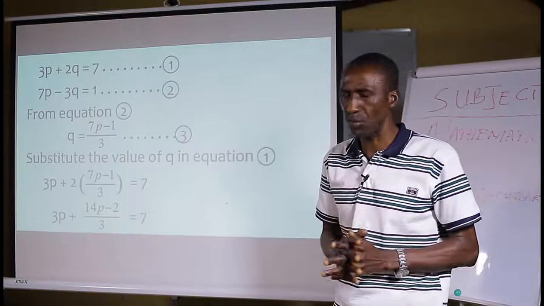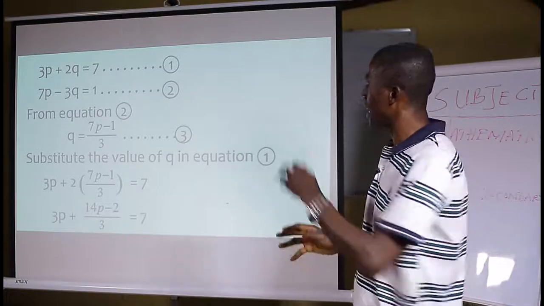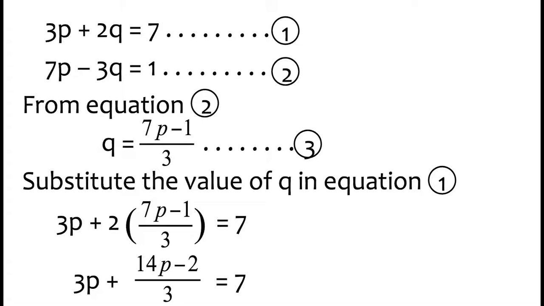Substitute the value of q in equation 1. In equation 1, the first term is 3p. Second term is plus 2q. So our 2 there is written multiplying the value of q, which is 7p minus 1 over 3. So that becomes 3p plus 2 into 7p minus 1 over 3 equals 7.